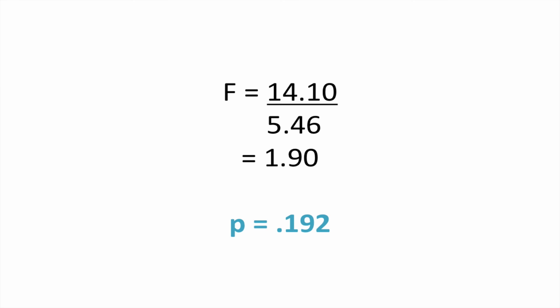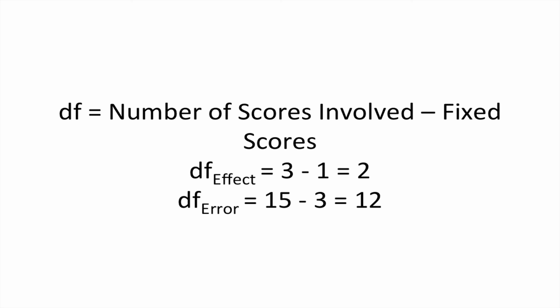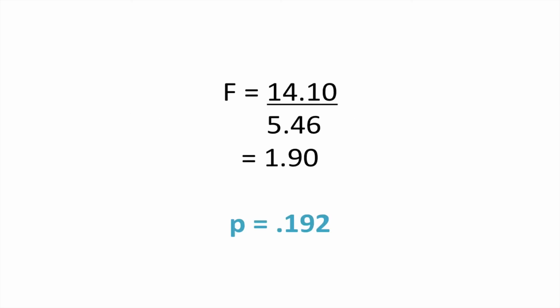Well, we look at the F value in a critical value table with the appropriate degrees of freedom. As we just calculated, it's 2 and 12 in this case, and the probability value we get associated with that is 1.92. So that's much bigger than 0.05. So we get a non-significant effect.